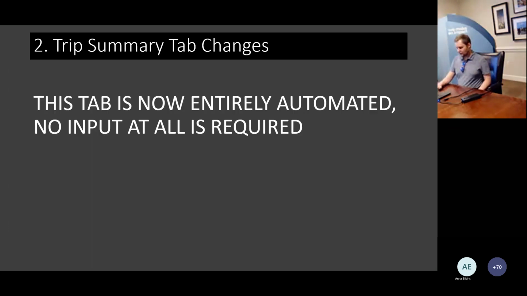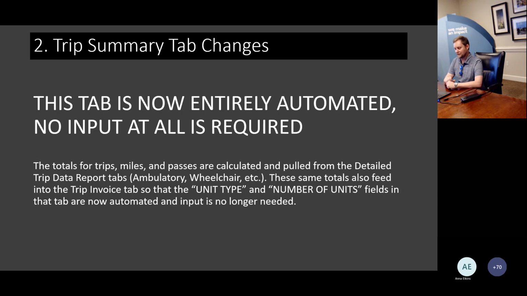Next, the summary data tab. You don't even have to do anything to this anymore. It's really just going to populate itself based on the backup material you provide in the other tabs. And by other tabs, I mean ambulatory, wheelchair, etc., those kinds of tabs. And this is consistent with the current guidelines. The current guidelines do state that the numbers in the summary tab should match what's in the backup documentation. So we're just making that match automatically now. You don't even really have to ensure it.